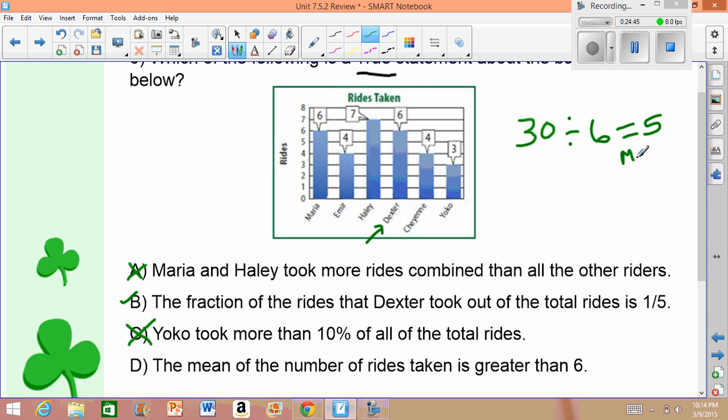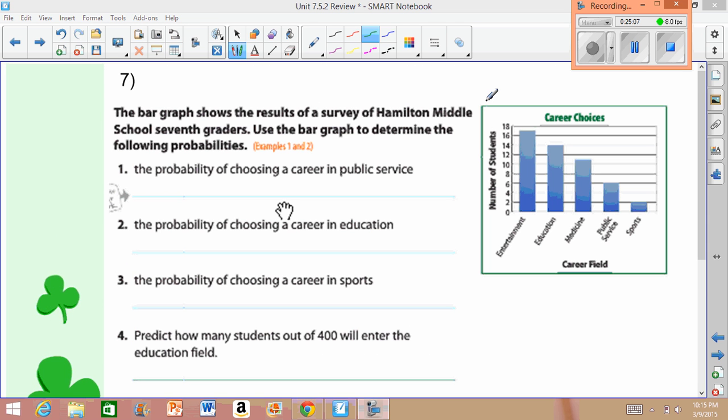And the statement says that our mean is greater than 6. And 5, as far as I know, is not greater than 6. So that means D is false. So B is indeed the correct answer to this. So make sure you pause and get any work that you need for this problem.